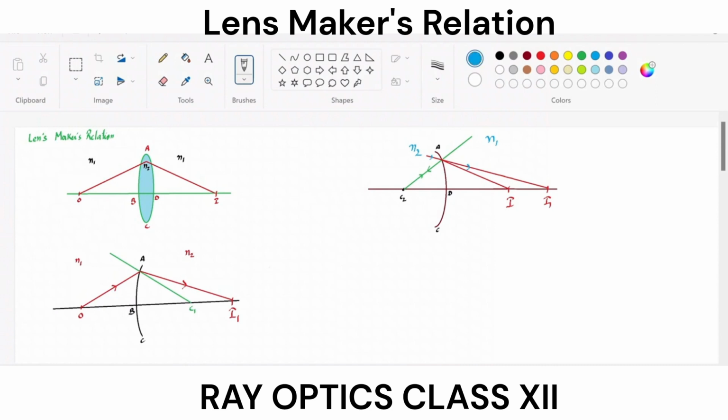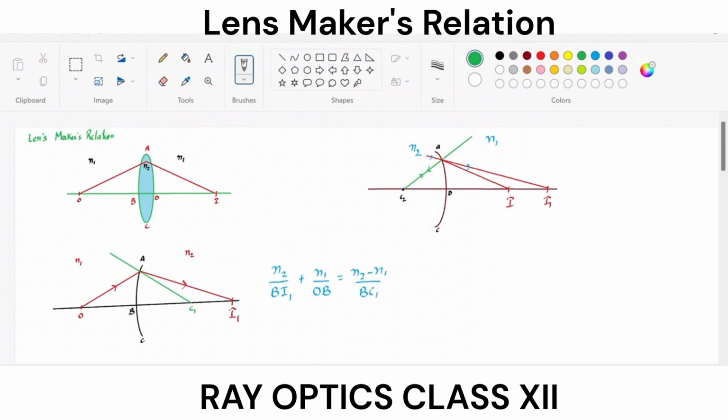Let's put the actual equation. So let me recall our previous derivation, that formula. It was N2 upon BI1 plus N1 upon object distance OB, and that was equal to N2 minus N1 upon BC1. This was our formula from the last derivation.